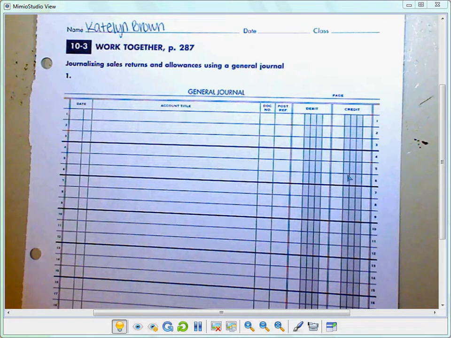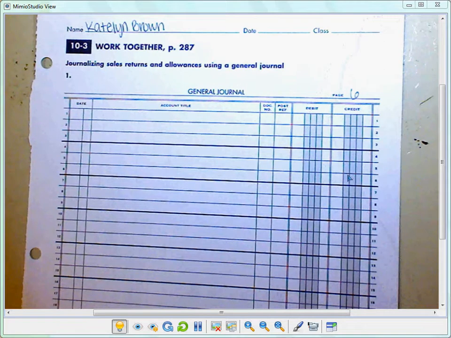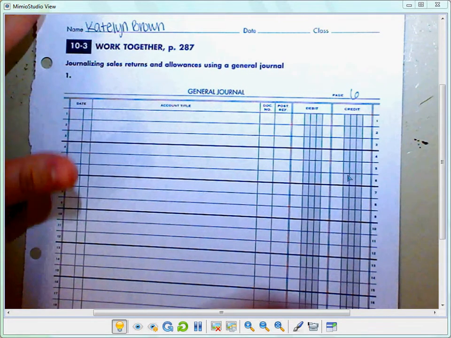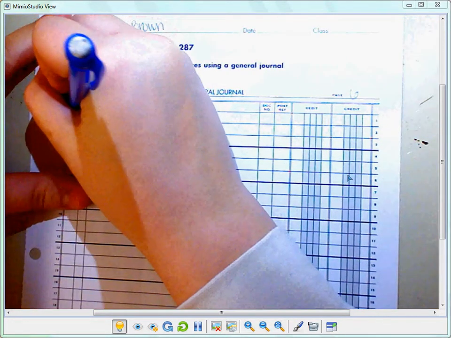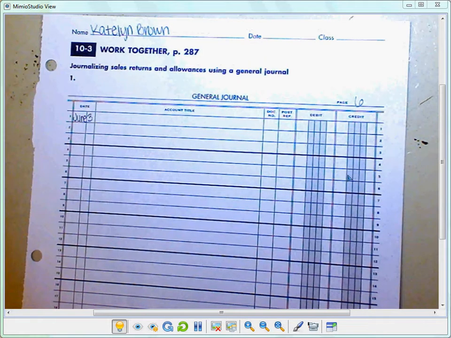We're going to journalize the following transactions on page 6 of the general journal. So page 6 there at the top. Okay, so June 3rd, we granted credit to Wilbanks and Associates for merchandise returns of $457 plus sales tax $36.56 from S356. So it was a total of $493.56.